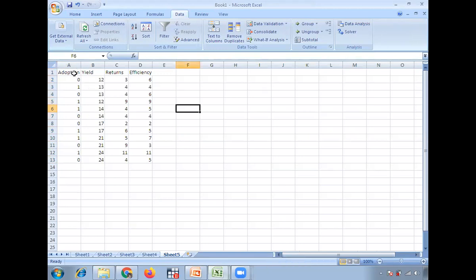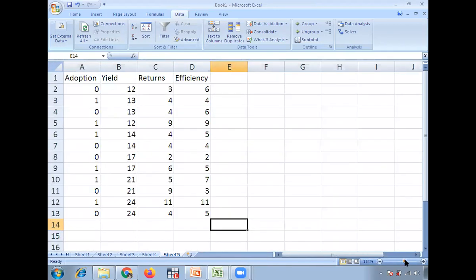So we had adoption. And this adoption is the dependent variable, you can see it is dichotomous, binary, right? 0, 1, 0, 1, 0, 0. This yield is a continuous variable, and this returns some dummy, some hypothetical data. And then we have efficiency. So like I told you, this is your dependent variable, and all these are your independent variables. Let me just zoom this one.